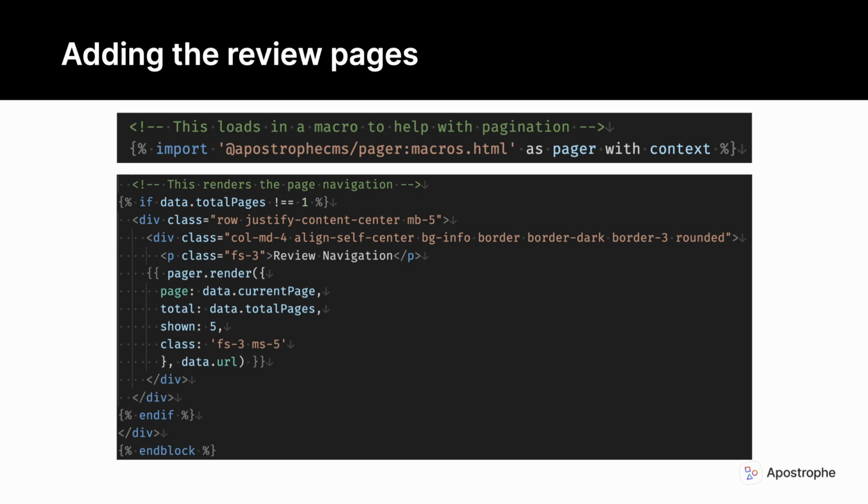This code calls the imported macro and passes in several items from the data object that is available on any piece page type index page. The current page contains what page of results is currently being shown, starting with 1. The total pages gives the total number of pages that there are given the current group size. The optional shown option defines the maximum number of pages that should be displayed in the page or breadcrumb display at one time. If the total number of pages exceeds this, the macro will insert ellipses either at the beginning or the end to indicate that there are more pages available.